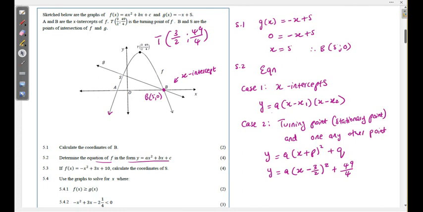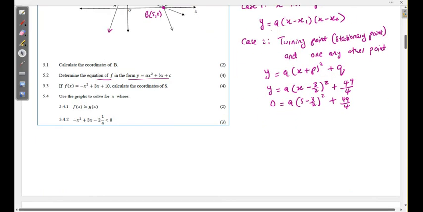Now the last thing to do is just to substitute that given point, any other point given. In this case it's B. So where we see x we put 5, where we see y we put 0, and then on x we put 5. And then we say plus 49 over 4.